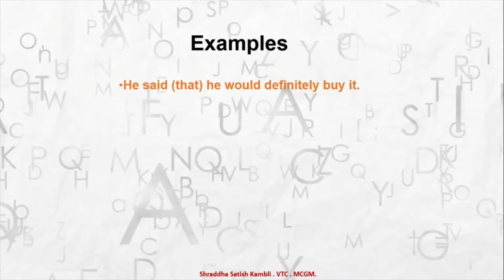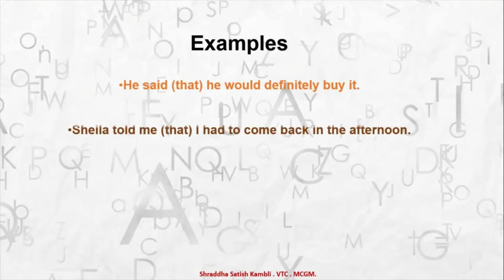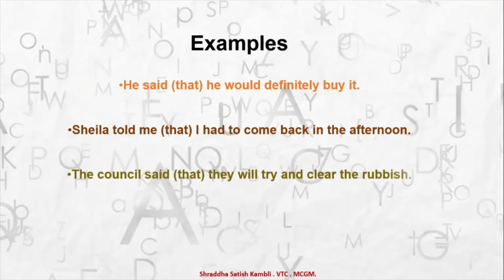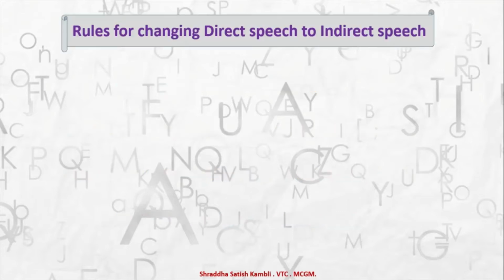He said (that) he would definitely buy it. Now see, I've put this word "that" in brackets, and I told you why: because we could always skip the "that" and still keep the sentence grammatically correct. Then we have, Sheila told me that I had to come back in the afternoon. The council said that they will try and clear the rubbish. She told me that she was feeling unwell. So these are the different sentences.